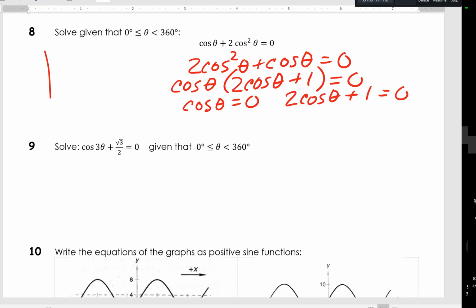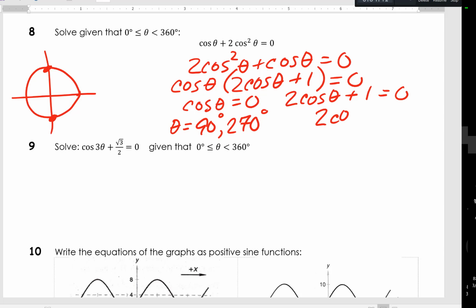Cosine theta is 0. If you look at your unit circle, cosine is your x coordinate, so cosine is going to be 0 at 90 and 270. So theta could be 90 or 270. And then over here, solve for cosine theta. 2 cosine theta equals negative 1, and so cosine theta is going to be negative 1/2.